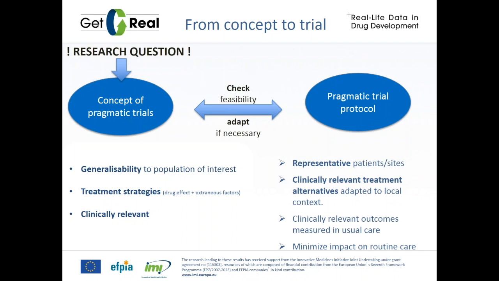So how do you translate all this into a pragmatic trial protocol? You need to find representative patients and sites. You need to find out what the clinically relevant treatment alternatives are that you can compare your investigational treatment to. And you may have to adapt this to the local context because, as we all know, different regions and different countries have very different usual care treatment alternatives.